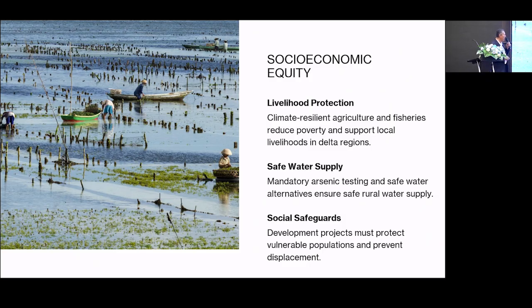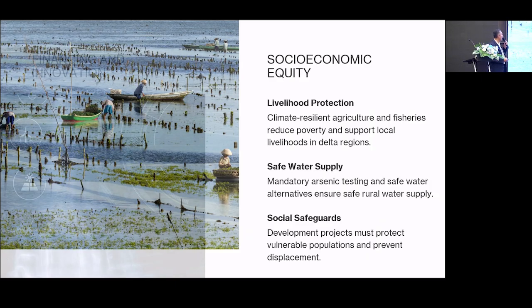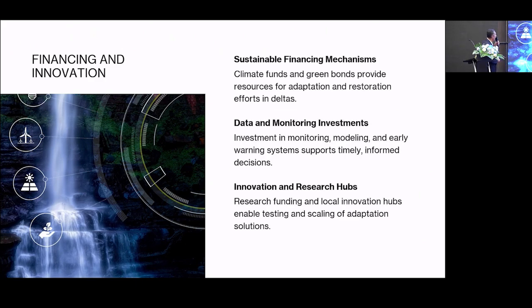Social safeguards: developing projects must protect vulnerable communities and populations in order to avoid any kind of displacement in the deltas. And financing and innovation, this is also another part of the recommendation that we are talking about, like climate funds and green bonds, as also mentioned earlier as part of the challenges. So we need to address and see what type of innovative financial instruments and mechanisms we can derive so that we can ensure sufficient funds for delta restoration.